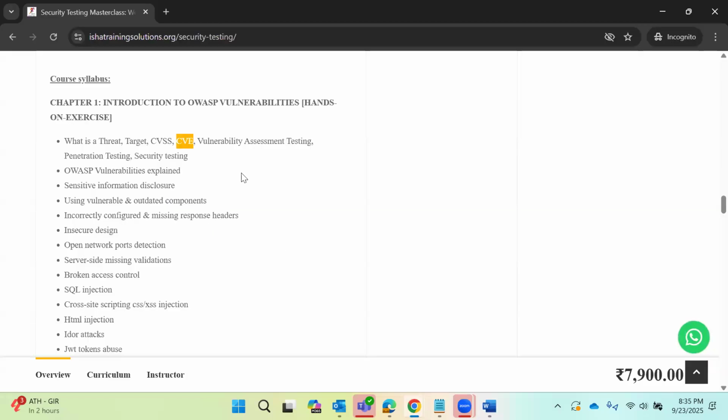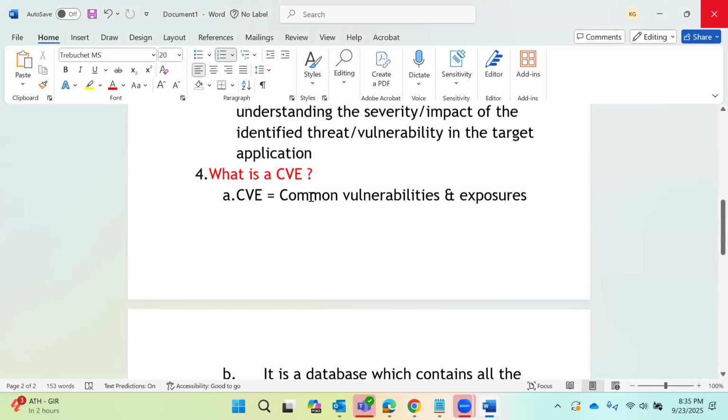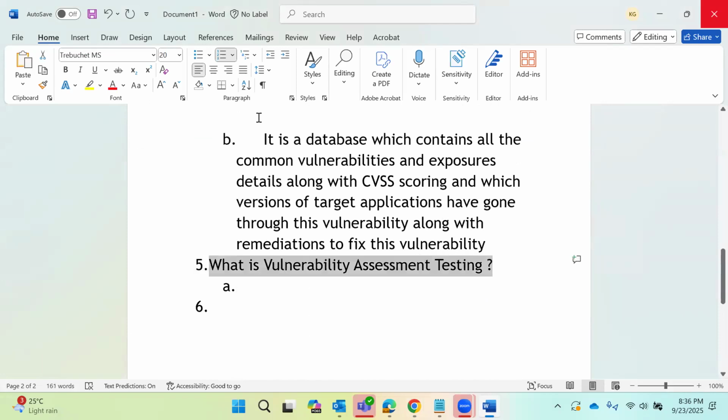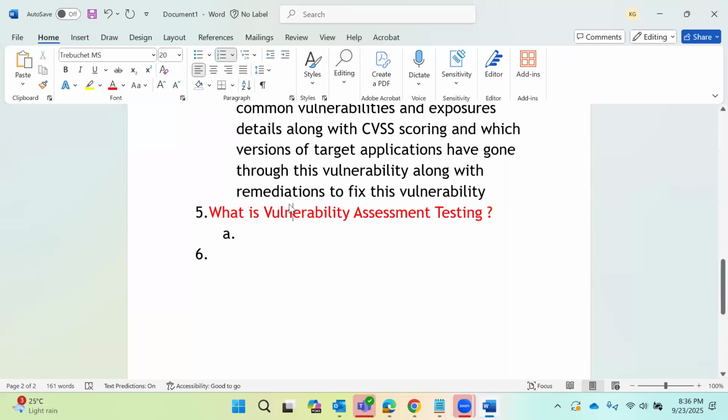The next thing I would like to talk about is vulnerability assessment testing. We know what a vulnerability is. It is a threat that you are finding. So how do you find the threats in the target? Of course, you have to do some automation or some manual testing and find it.